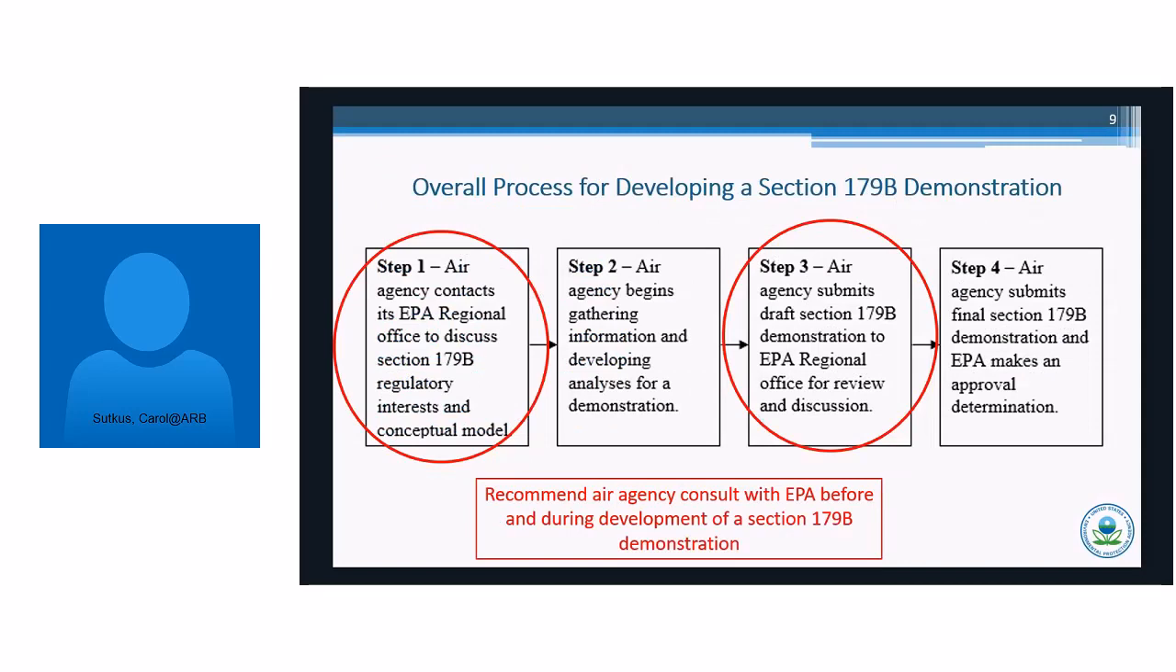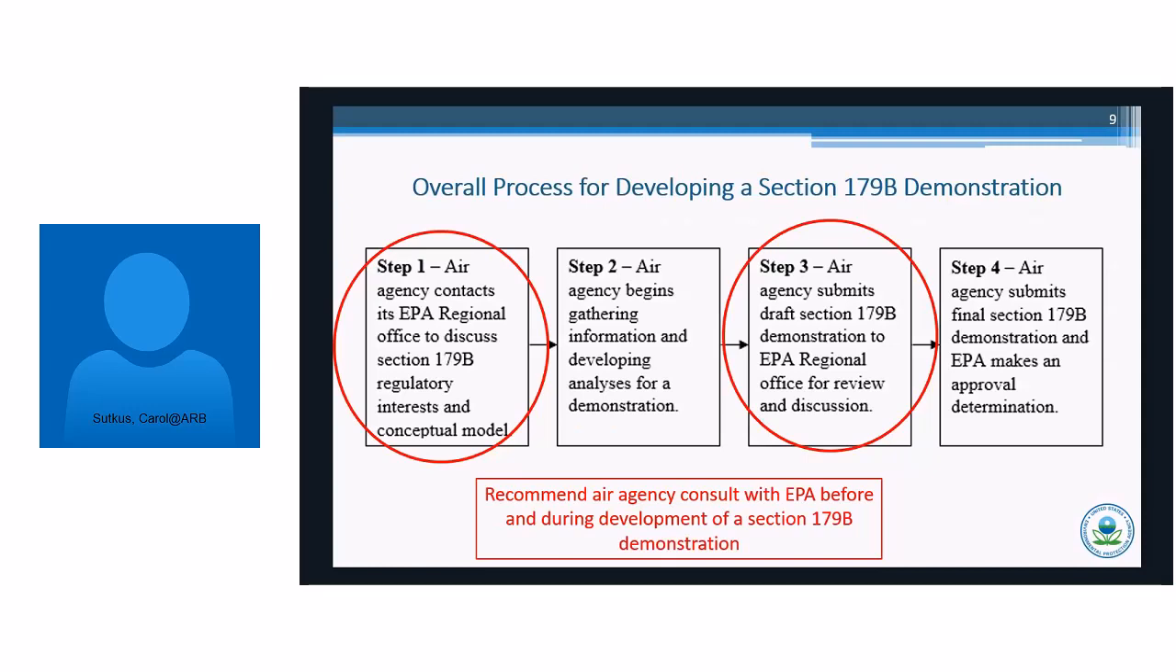The draft guidance also lays out the recommended process for air agencies to follow when considering a Section 179B demonstration and when developing the demonstration. This flow diagram, found on page 4 of the draft guidance, depicts the overall general process. The first step is a discussion between the air agency and the region to discuss the conceptual model, which is the basis of the demonstration that we'll cover in more detail later in the webinar, and whether Section 179B is the most appropriate regulatory relief mechanism for the area.